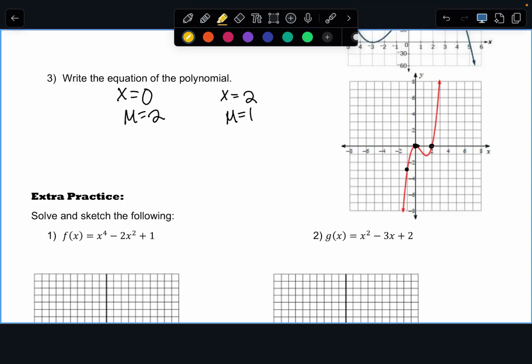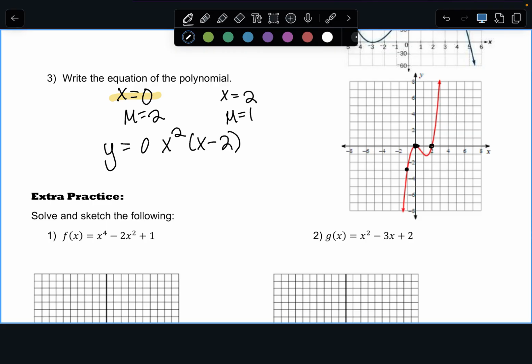This one's slightly tricky because of this factor right here. How do I write x minus 0 as a nicer factor? Just x. And where should that x go? In the front. So we put an x out in front, and the exponent has to be 2. Okay? And then my other factor is x minus 2.